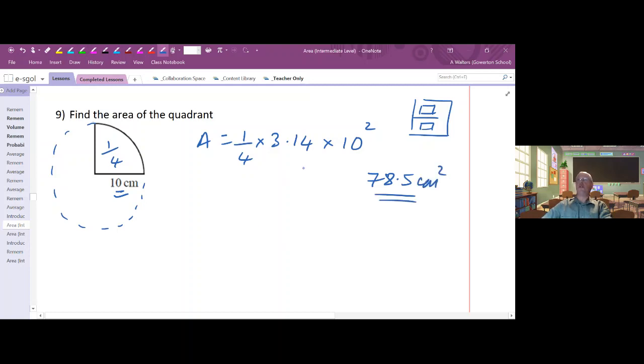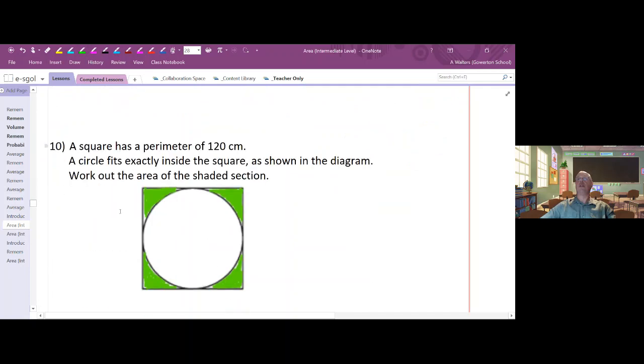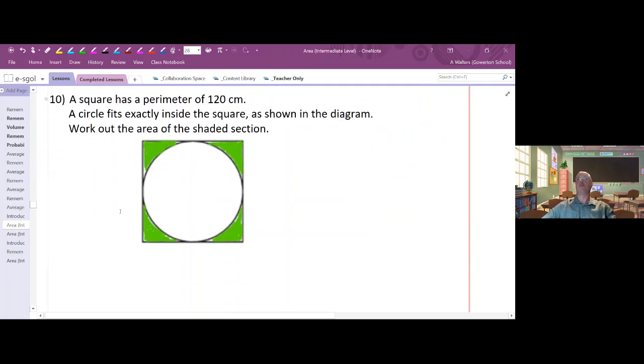Some people will prefer to work out the area of a whole circle and then divide by 4 afterwards, and that's just as good. All right, so that's a quadrant. I'm going to pan down. Yeah, we'll have a look at this question.